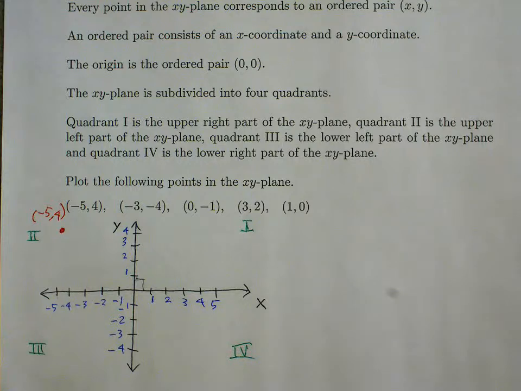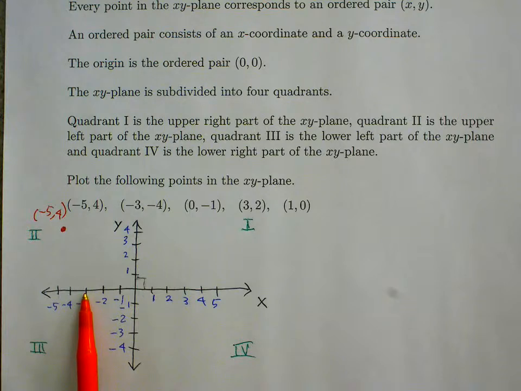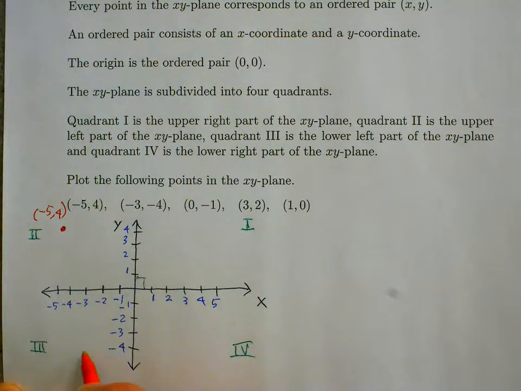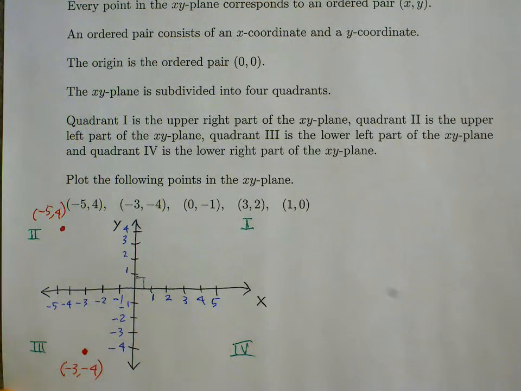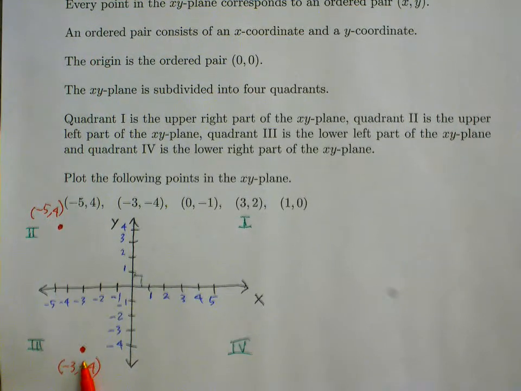Okay, the next point to plot, the ordered pair -3, -4. So the x-coordinate is -3. So from the origin, move to the left till you get to -3. The y-coordinate is -4, so we move downward 4 units. And we stop here. And I'll go ahead and label it -3, -4, which is in the third quadrant.